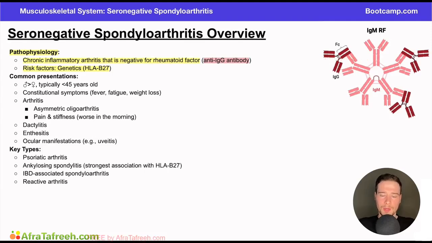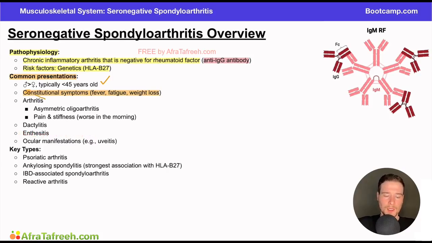Now, when we think about the common presentation here, it's typically going to be more common in men compared to women and in a younger age, so patients less than 45. Again, this is not always the case, but most commonly on board exams. It's also important to know that patients are often going to present with non-specific constitutional symptoms. So these include things like fever, fatigue, maybe some weight loss. Again, these are not super specific. There's a lot of things that can be associated here, but it's really about reading the full question and taking these symptoms along with the other clues they give us to answer the question that they're asking.